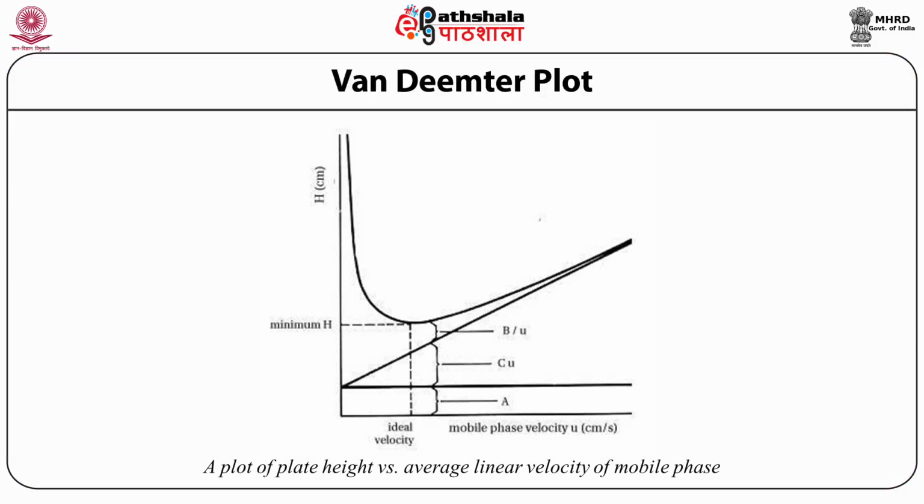The relationship between HETP and average linear velocity of the mobile phase can be given by the Van Deemter plot. This plot suggests that a slight increase in mobile phase velocity or flow rate decreases the HETP and thereby increases the column efficiency. Thus, the plot can be used to determine the optimum mobile phase flow rate.